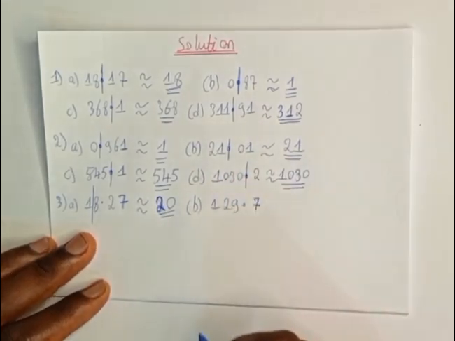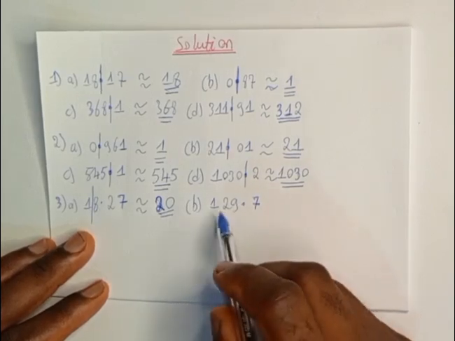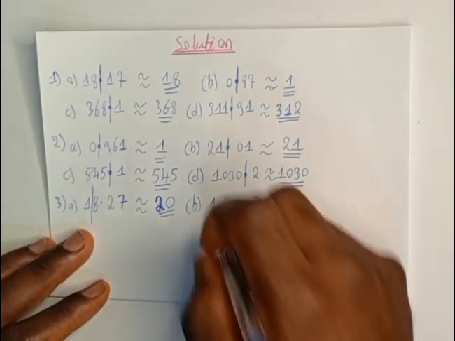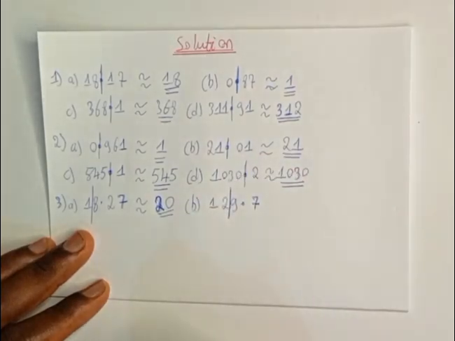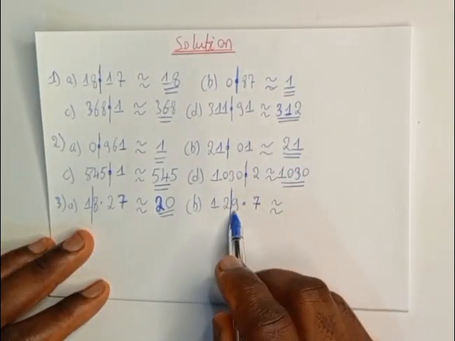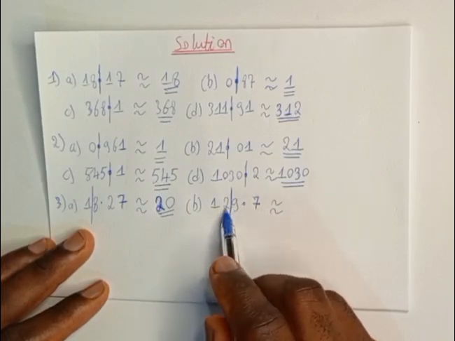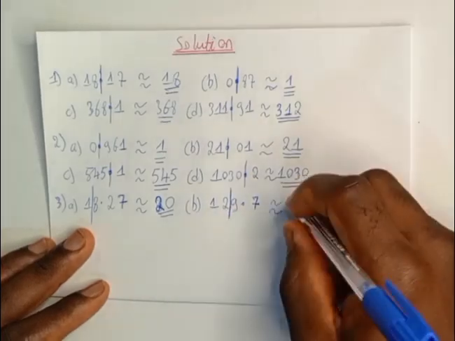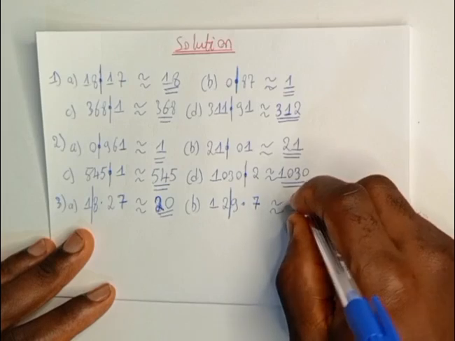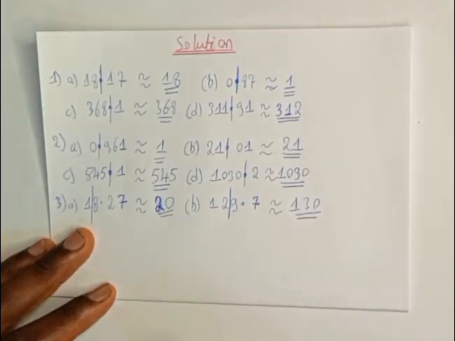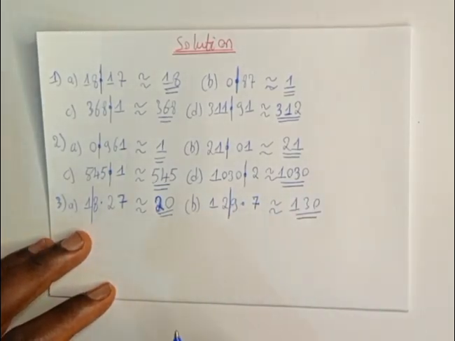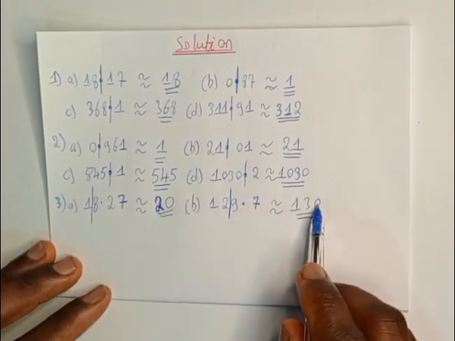129.7. 9 stands for units, 2 stands for tens. We have to round up between 2 and 9. 9 is greater than or equal to 5. It is rounded up to 1. We have to add the 1 to these 2 tens, which gives us 3 tens. So we replace the 9 with 0. This will be approximately 130. When you write a number to the nearest 10, the units part will always be 0. You can see here 0, here 0.